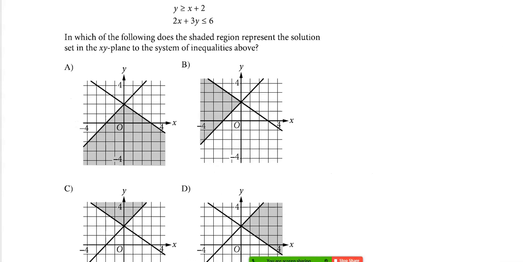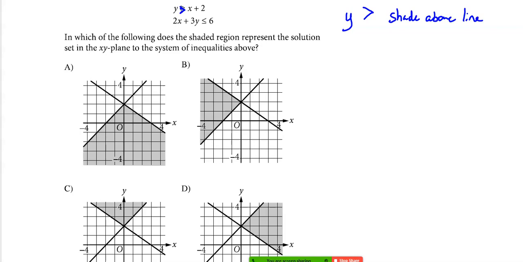All right, inequality shaded regions. I'm going to give you a shortcut. One method is you could choose a test point, see if it works. I'm not really a big fan of that method. I'm kind of a fan of this method. So you see this greater than symbol? y is greater than x plus 2. If you see y is greater than, you need to shade above that line. Okay?